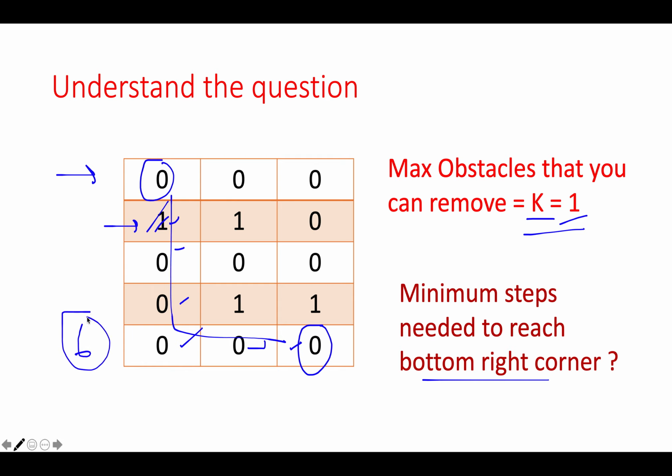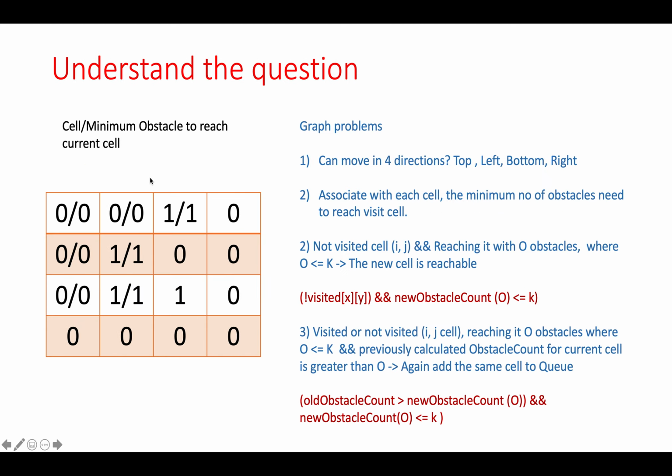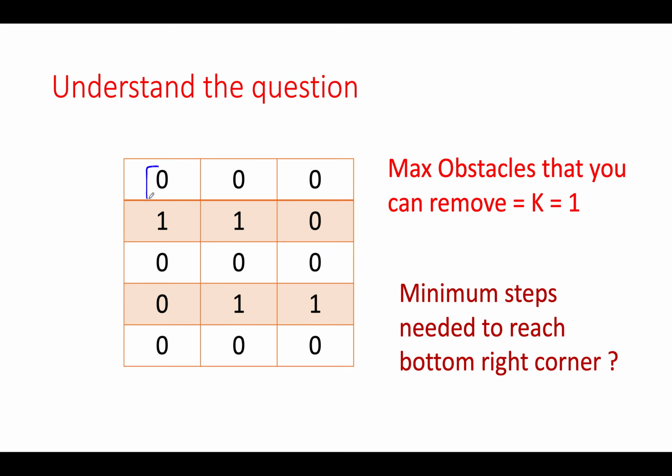Let's talk about the other possibility. I need to start from this position again, and the other way could be through this path. How many obstacles do I need to remove? 1, 2. So this path is not a valid path.